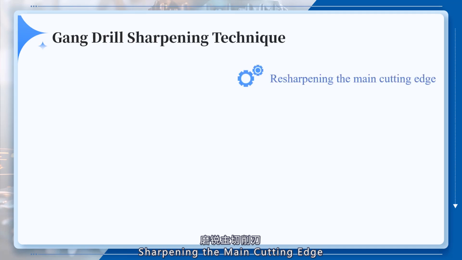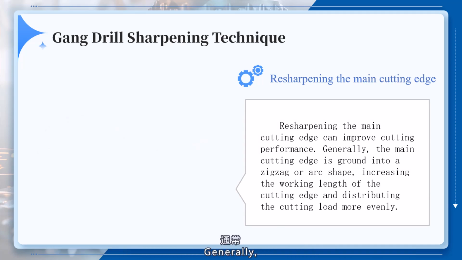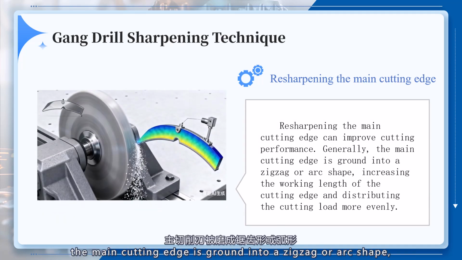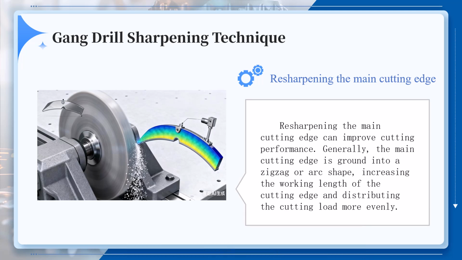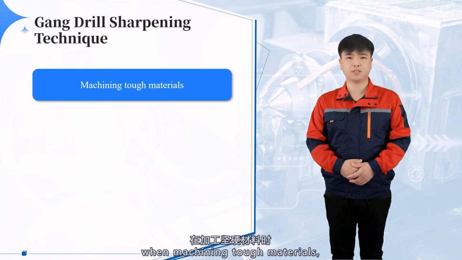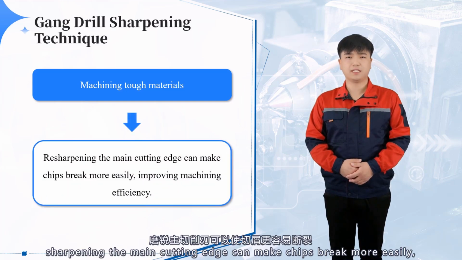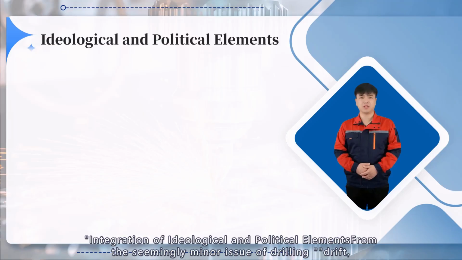Sharpening the main cutting edge. Sharpening the main cutting edge can improve cutting performance. Generally, the main cutting edge is ground into a zigzag or arc shape, which increases the working length of the cutting edge and distributes the cutting load more evenly. For example, when machining tough materials, sharpening the main cutting edge can make chips break more easily, thereby improving machining efficiency.